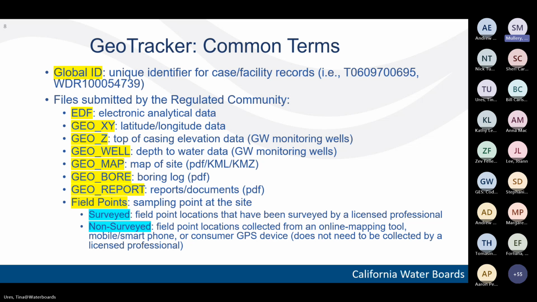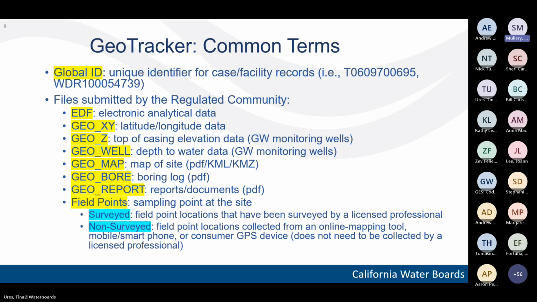GeoMap is the map of the site. It could be in PDF, KML, or KMZ file format. GeoBore is just a PDF of the boring log, and GeoReport is kind of the catch-all for a number of PDF reports and documents that can be submitted to a site. And finally, field points, and that field point should represent the sampling point at a particular site record, but there's two different classifications that I want to clarify with you all now.